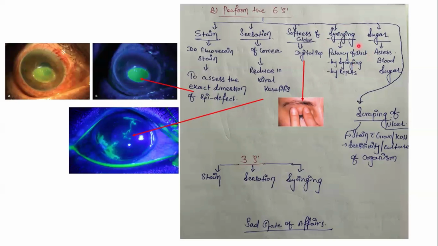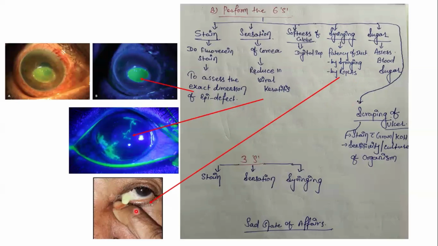Then you have to do the syringing, just to check the patency of the duct, with the help of syringing or by the regurgitation test. As you can see in these pictures, after applying pressure over the lacrimal sac, there is pus which came out from the lacrimal puncta, which suggests that the regurgitation test is positive. If you see this kind of condition along with a corneal ulcer, then this chronic dacryocystitis may delay the healing process of the corneal ulcer. So it is very important to treat the dacryocystitis along with the corneal ulcer together.